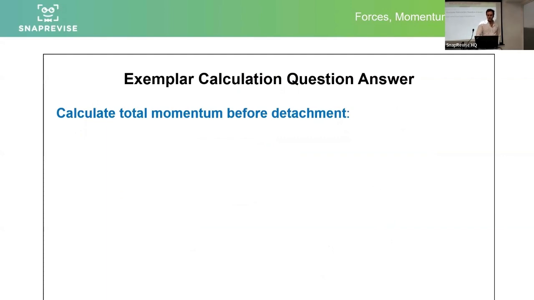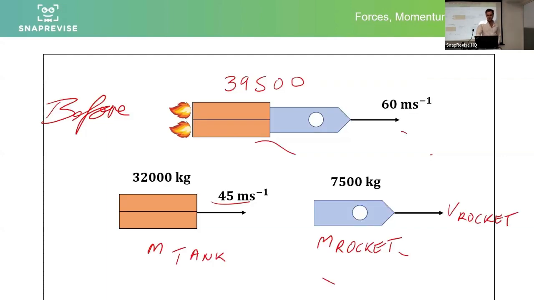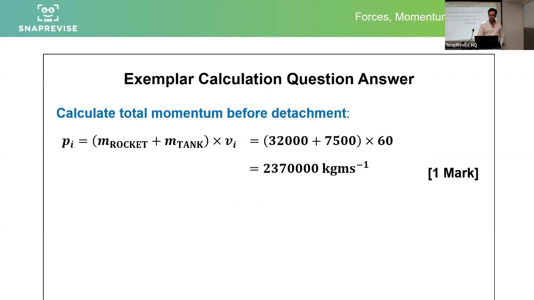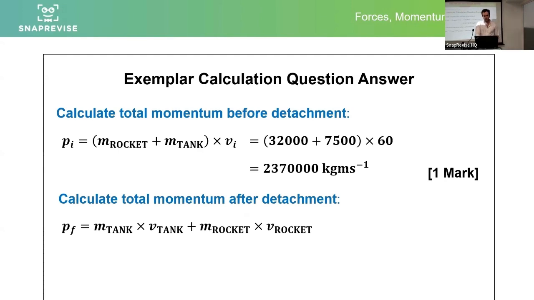Lovely. So the total momentum before is equal to the total momentum after. Total momentum before, simply multiply these two numbers together. Lovely. Big number, but not to be feared. Right, after detachment, you've got 2 contributions. You've got the tank, which is lovely because we know both of these. Hooray. Afterward, we've also got the rocket. We know what this is, but we don't know what this is. That is what we want.